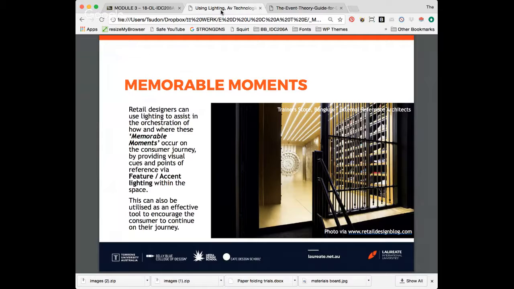So this can be utilized as an effective tool to encourage the consumer to continue on their journey throughout the sort of general content or the everyday events. So you want to make them visible enough as marker points within the space so that a consumer will continue to progress throughout that space, but you don't want to make them so vibrant or so loud that they completely detract from everything else around them.